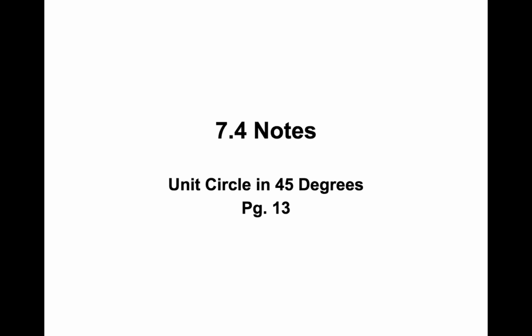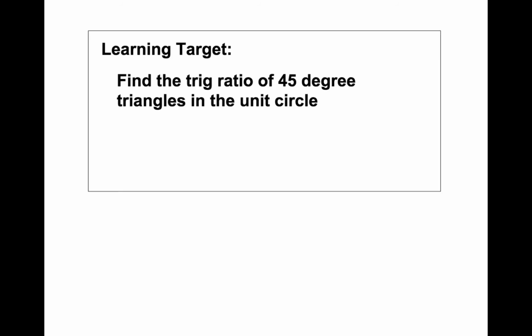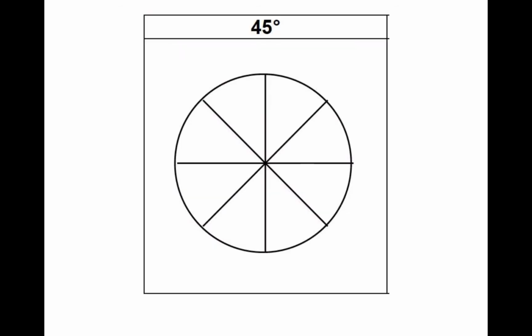All right, today we're going to do 7.4 notes, which is the unit circle in 45 degrees on page 13. We're going to find the trig ratio of 45-degree triangles in the unit circle. So in the unit circle, every radius is the length of 1. However, I'm going to use the fact that all circles are similar, and I'm going to change that to make these problems easier to answer as we move forward.